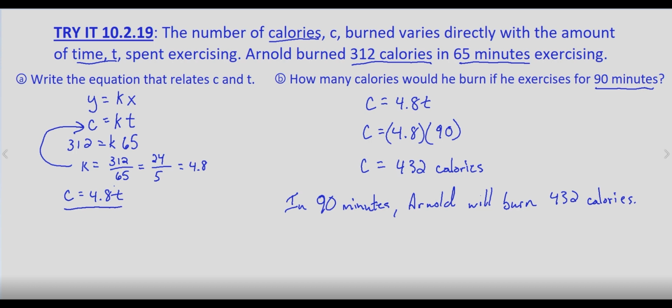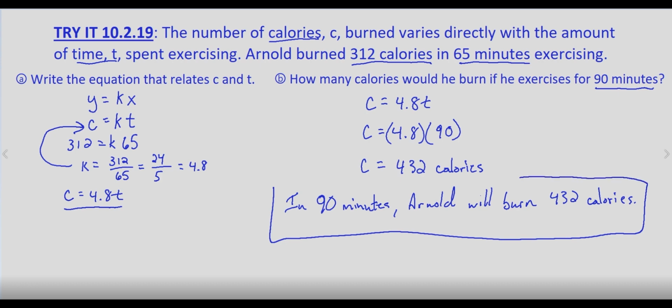And then to find an output given a specific input, to find the number of calories in this case, given a specific number of minutes exercised, we simply substitute into our equation and then simplify to get our solution. And in this case, in 90 minutes, Arnold will burn 432 calories.